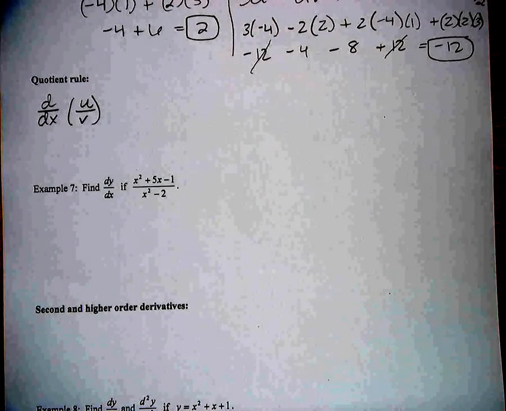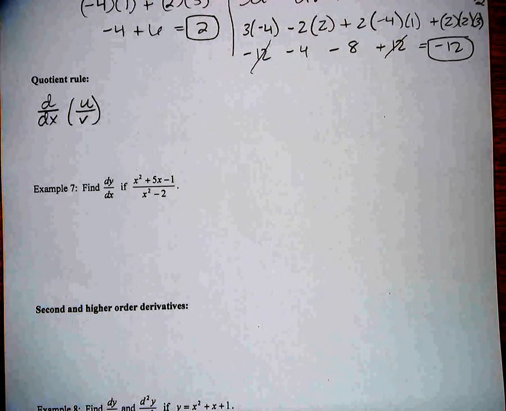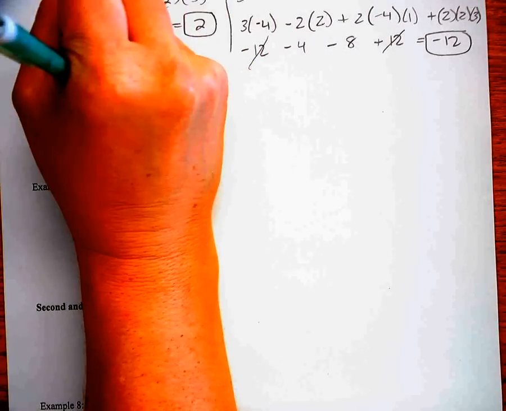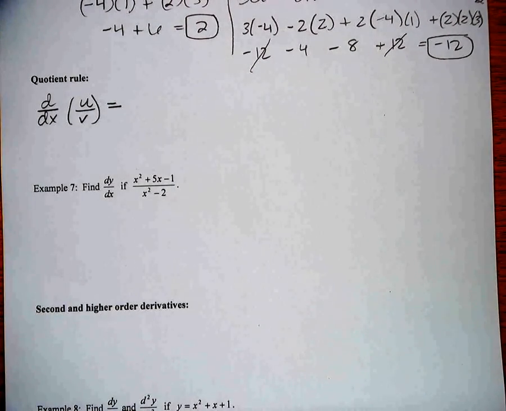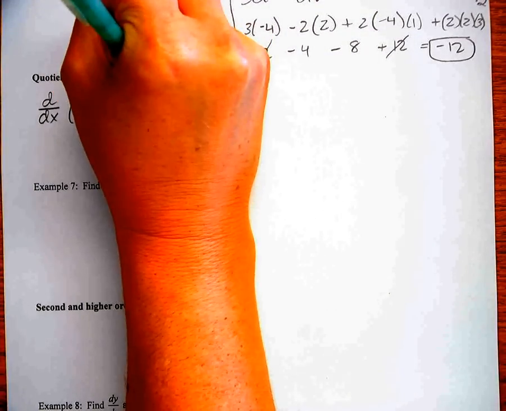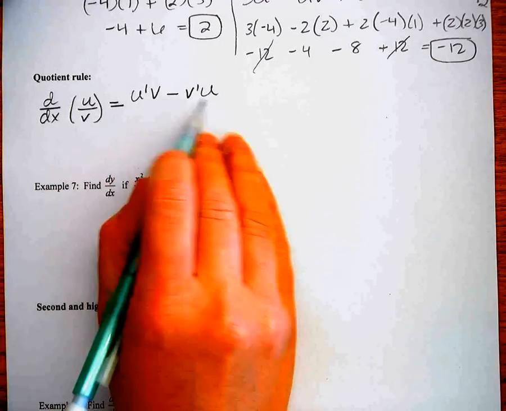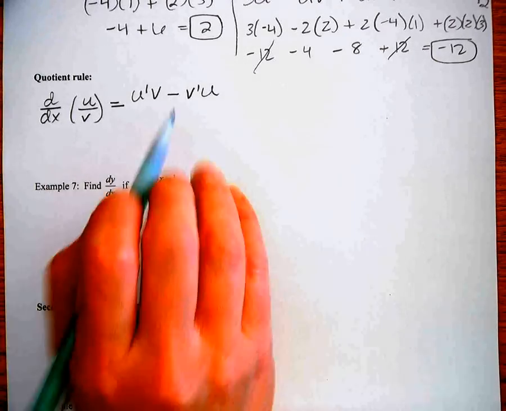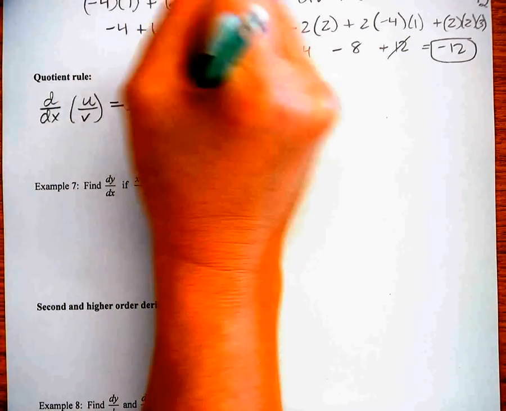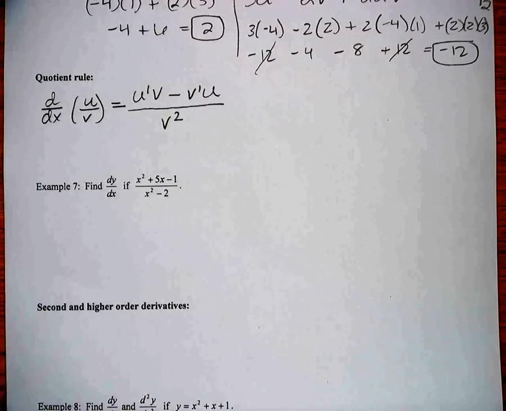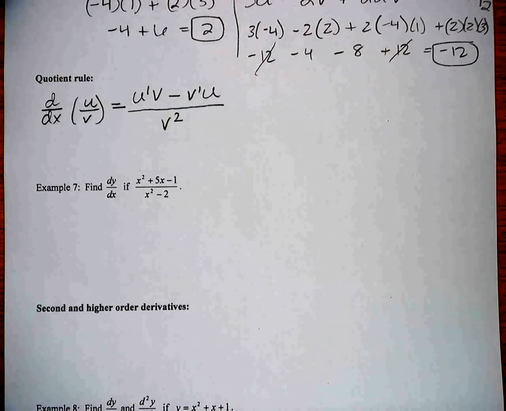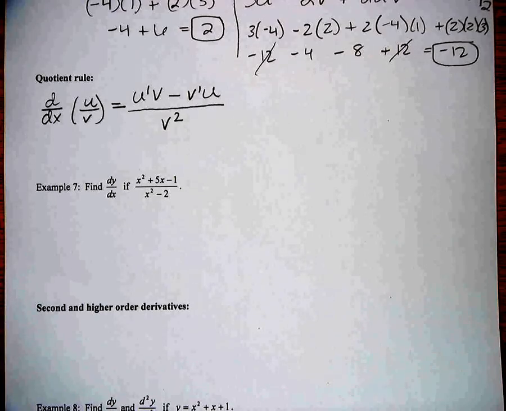Again, we all wish we could just take the derivative of u, take the derivative of v, and divide them, and that would be totally wrong. So it just doesn't work that way. Instead, it begins similar to the product rule, u prime v minus v prime u. So we have the same combination, it's just we're subtracting versus adding, and then that all has to be divided by v squared. And that's your quotient rule right there that you're going to have to memorize.